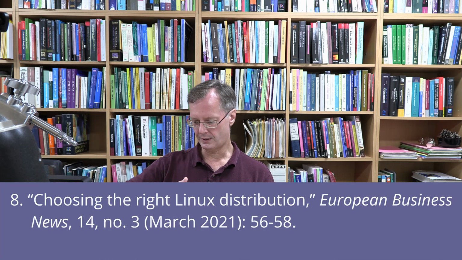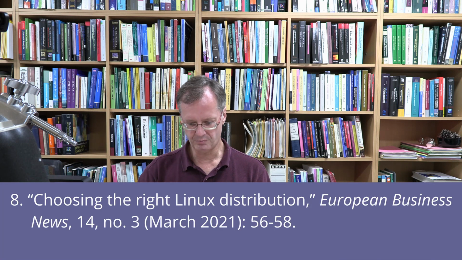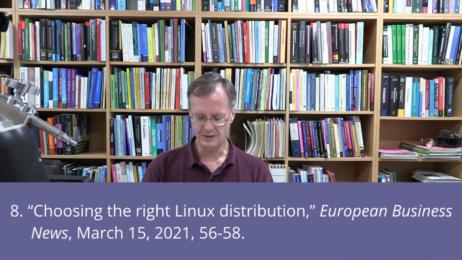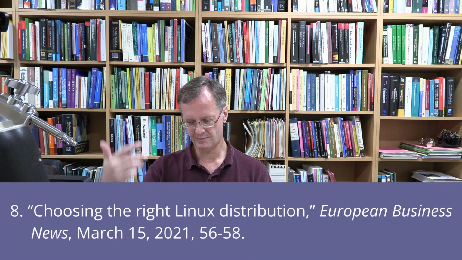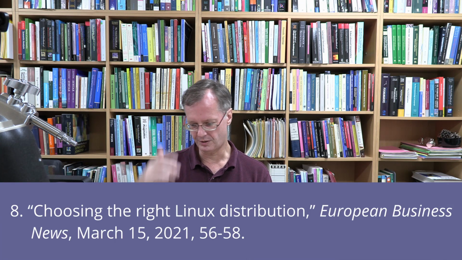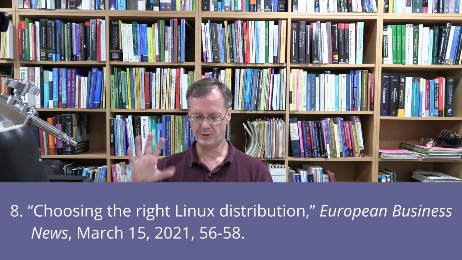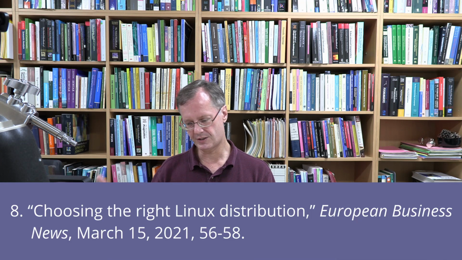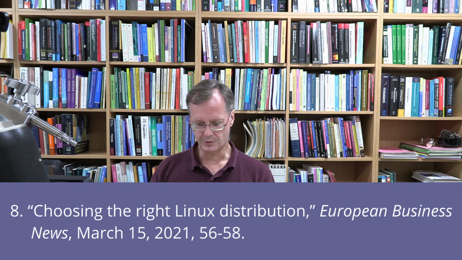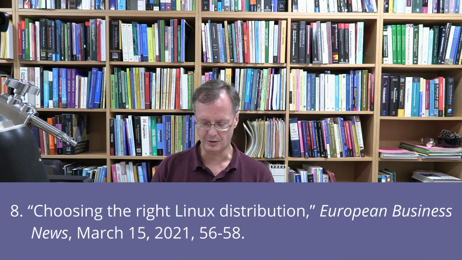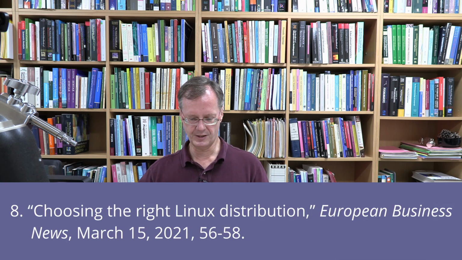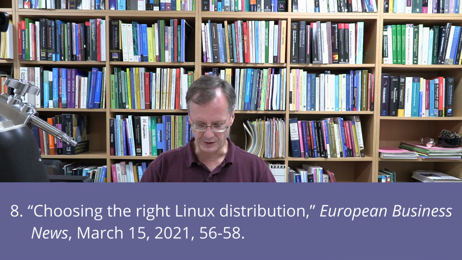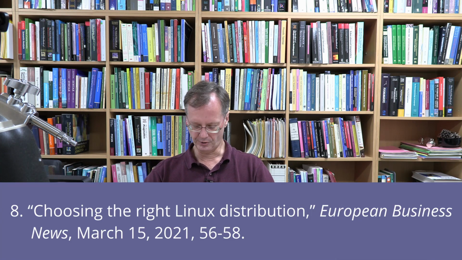You could do that, or if there's no volume and issue, probably the more common way for most periodicals will be like this. It's just a date, so you could do it like this. European Business News in italics, comma, March 15, 2021, and then the page numbers for the article. In this case, the whole article itself is pages 56 through 58. So journal articles.